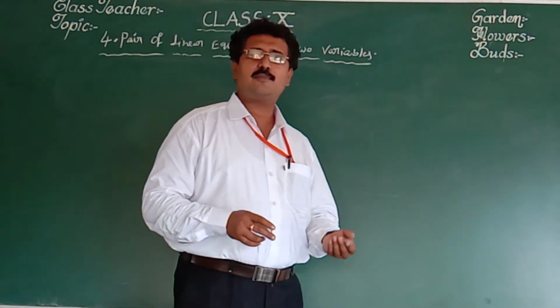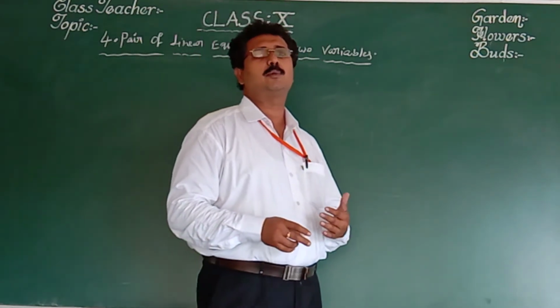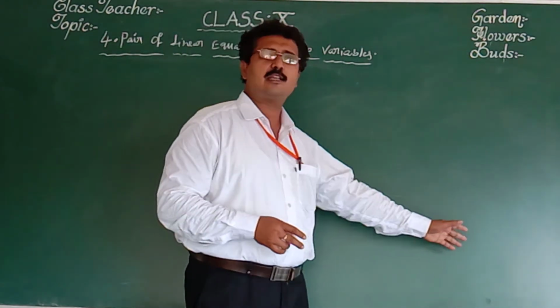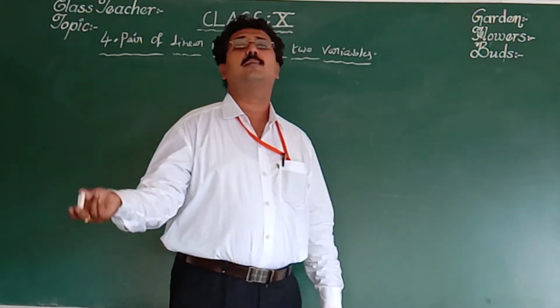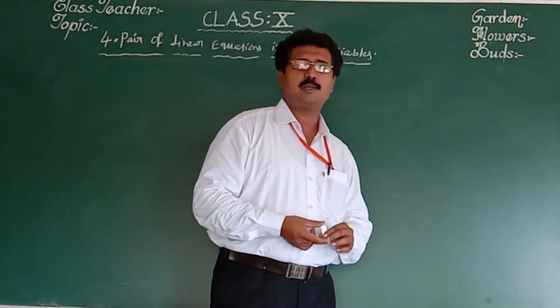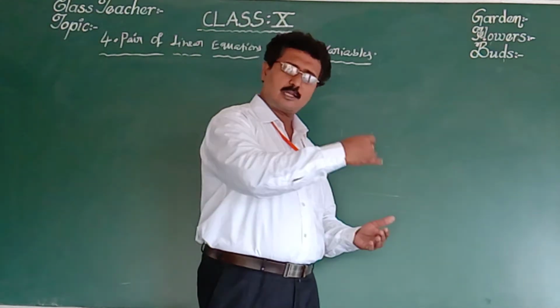What is the third graph? A1 by A2 is equal to B1 by B2 is equal to C1 by C2. They are dependent lines, consistent and dependent lines, and they are coincident lines and have infinitely many solutions. So those graphs are already completed, and after 2 or 3 classes we will come to that graph again.